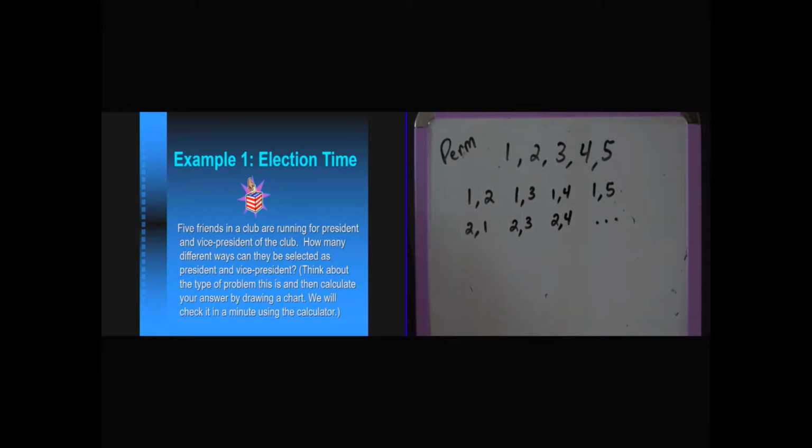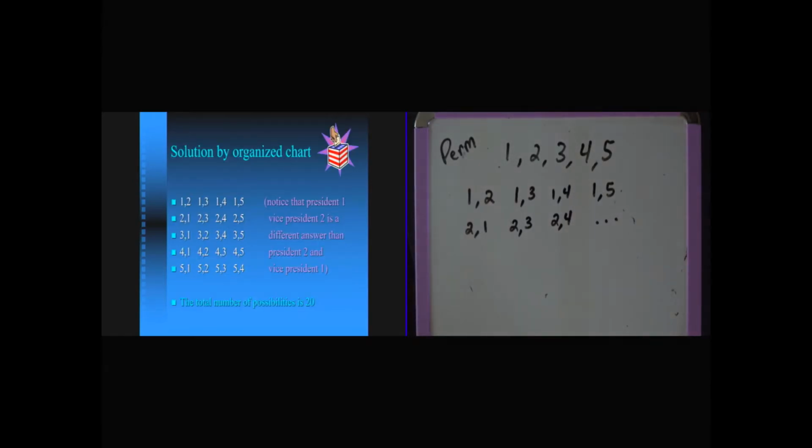So if I did that, and I listed out all of those possibilities, this would be what I get. And then I could just count them. There would be a total of 20 possibilities. All right, let's do another one.